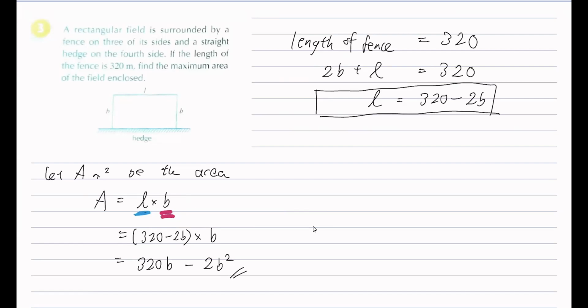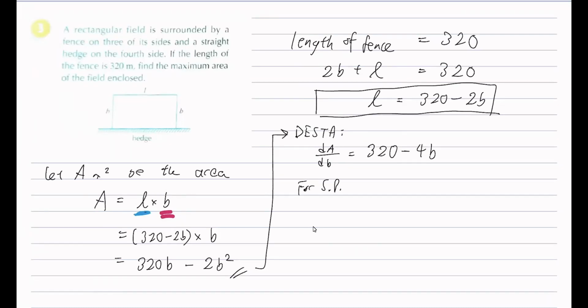Only one letter on the right side: B. Right? Is that enough? No, we want to find the maximum, right? So that's star. Differentiate. dA by d what? What's the letter at the bottom? Is it x? Is it t? B, okay, dA by dB. 320 minus 2b squared becomes 320b minus 2b squared, and the derivative is 320 minus 4b. All right. Next one, equate to 0.